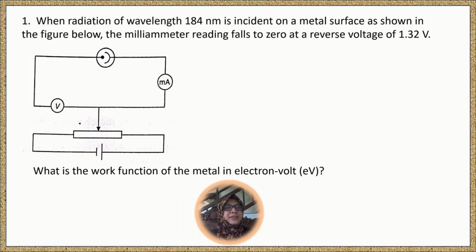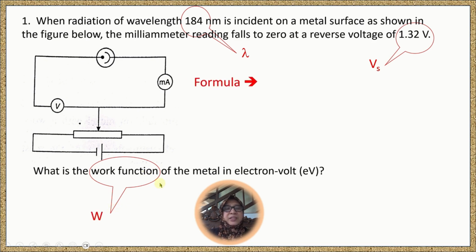Okay, question 1. When radiation of wavelength 184 nanometer is incident on a metal surface, as shown in the figure below, the milliammeter reading falls to 0 at a reverse voltage of 1.32 volt. What is the work function of the metal in electron volt? We are given wavelength 184 nanometer. The reverse voltage here, 1.32 volt, is the stopping voltage. And the work function, we use symbol W. We are going to find the work function in electron volt.